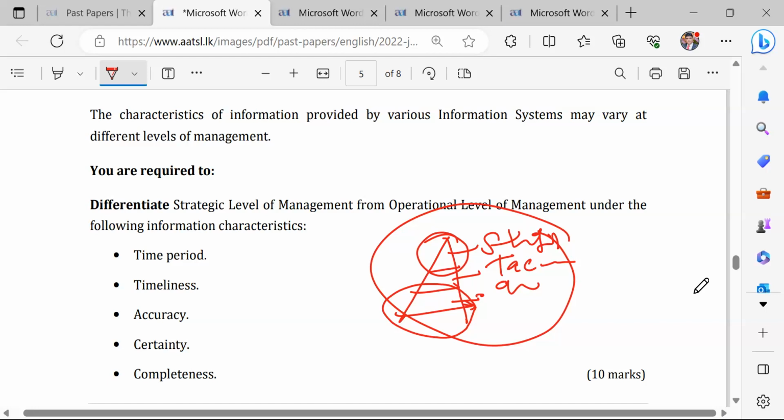Certainty, for the operational level, there is very little uncertainty, right? That is precise. But at the strategic level, that is future information, so there may be uncertainty in forecasted information.